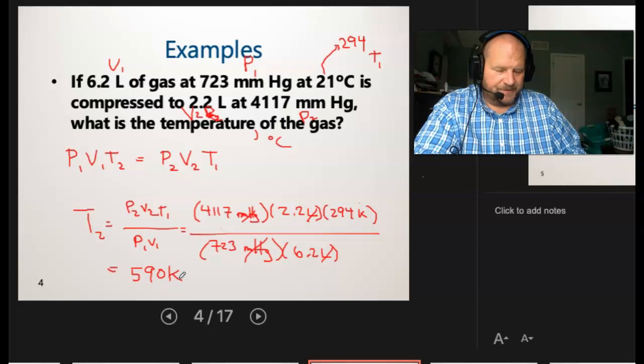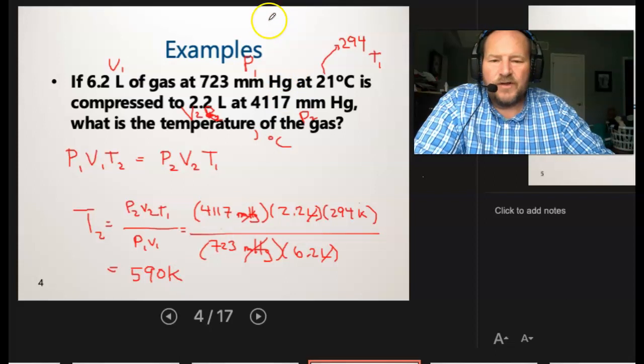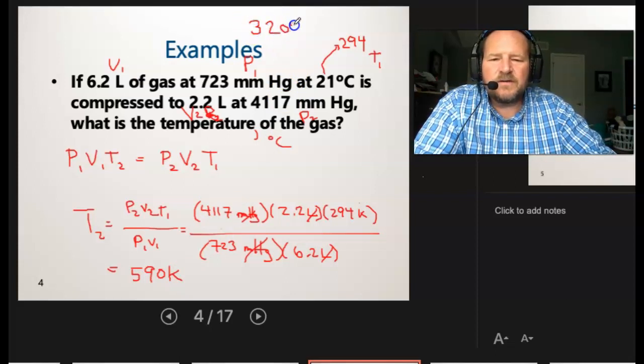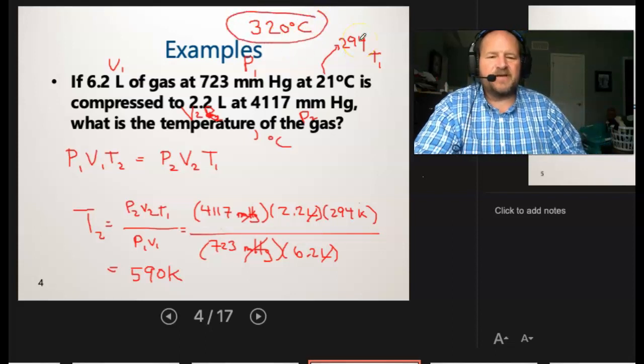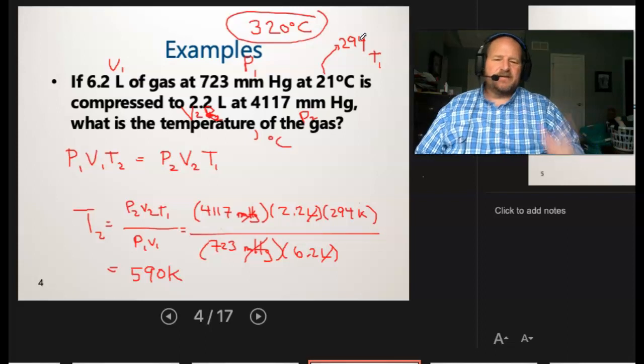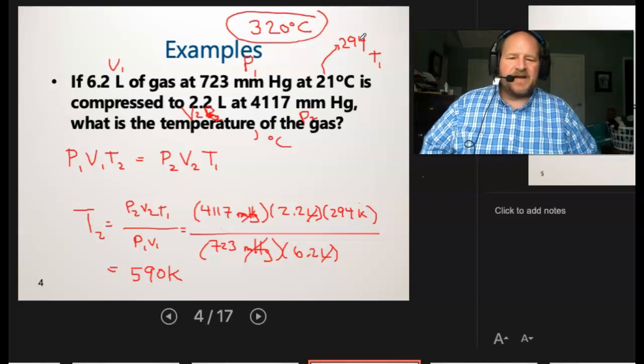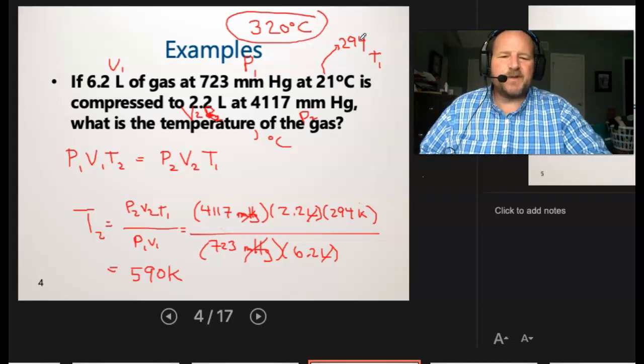But we want it in degrees C. So 590 minus 273, 320 degrees C. Final answer. And of course, my calculator gave me 317, but you have to stop at the tens place because the 590 stops in the tens place.